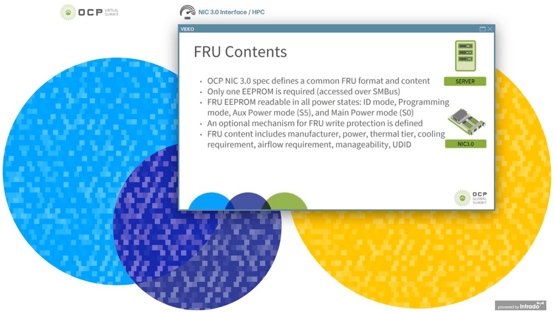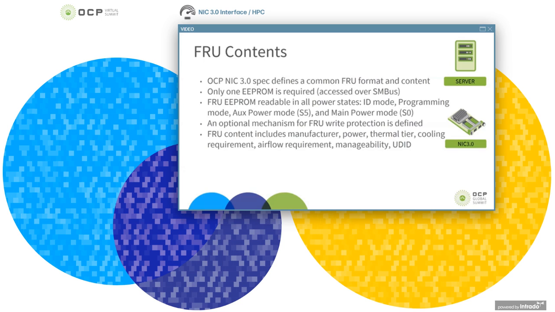The FRU is readable in all power states, both ID mode, programming mode, aux power mode, and main power mode, which would allow the BMC to make a decision as to whether or not it's appropriate to power up the OCP NIC 3.0 card given the current system configuration. There's an optional mechanism for FRU write protection to give an additional layer of protection against modification of the FRU content when it's plugged into a system.